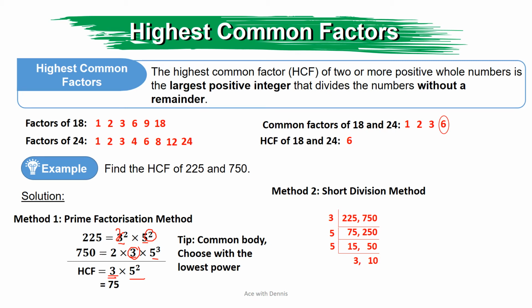And now, 3 and 10, there are no common prime numbers that can divide both numbers. So no more common divisor. Therefore, the HCF of 225 and 750 is 3 times 5 squared, which gives us 75.